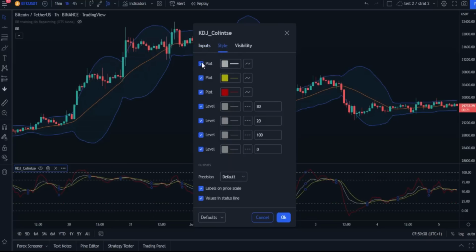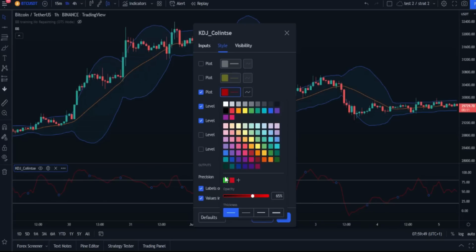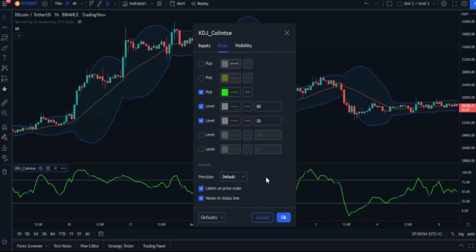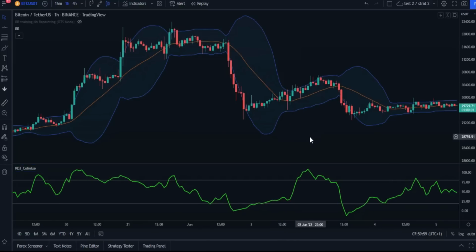Then go to the style and remove the first and second color. Also remove level 100 and level 0. You can change the dashes into lines and you can leave it as you like. You can also change this color to any color you want. And these are all the settings, the most important of which is the period, which should be on 25.